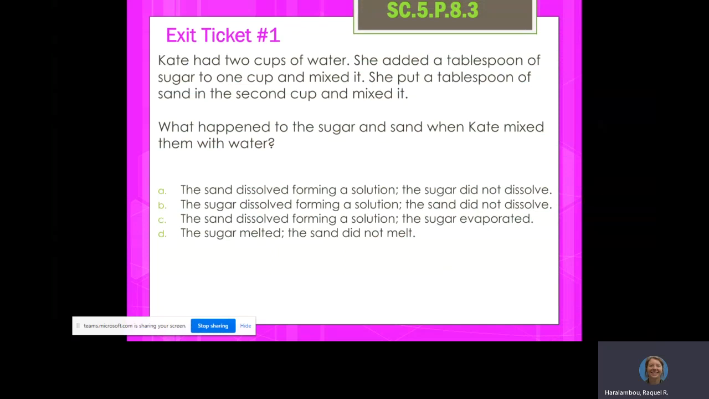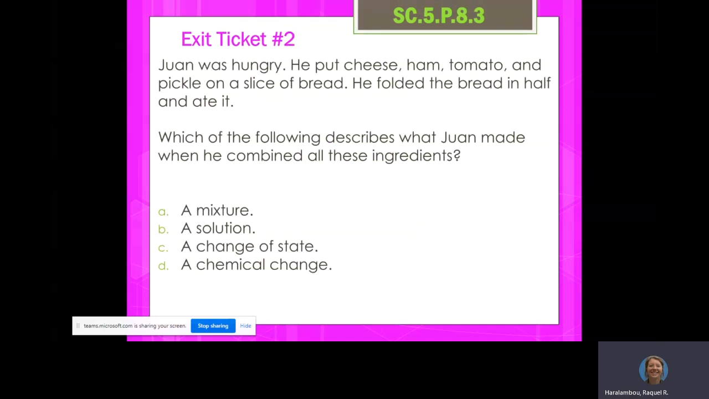Great, definitely B, right? The sugar dissolved, forming a solution, and we know that sand does not dissolve because if it did, we would not have the beach, right? Great job. Number 2, Juan was hungry.